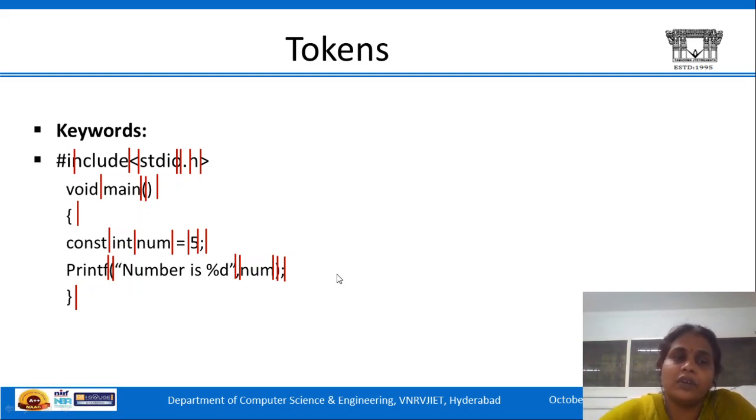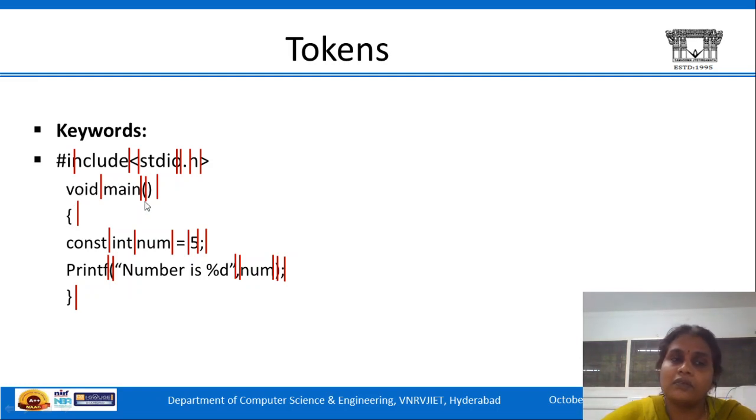We divide the program into tokens, and from these tokens you identify the keywords. Keywords are nothing but words that have some special meanings. First, you identify the keywords from this program. So what is the keyword here? Void is a keyword, right? Here you are defining the main method.